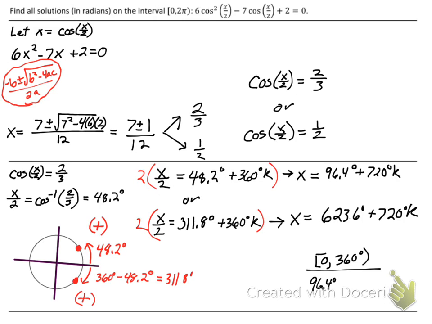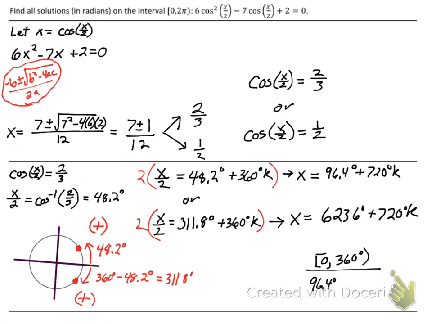Alright, so that's how you check these. You take your first angle that's between 0 and 360. You add whatever number's here and see if it's still less than. It's not. Then we look at our second one. Add, subtract. Neither of them work. So we're done with that one. 96.4 is the only one that comes up with that one.